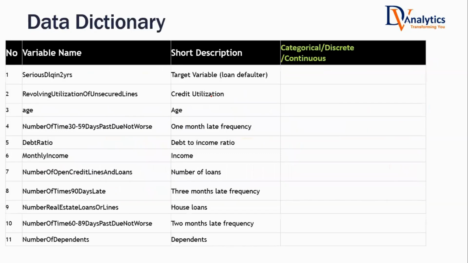So tell me, serious delinquency in last 2 years, is it categorical, discrete, or continuous? Categorical. Why? Because it takes only two values: yes or no, defaulter or non-defaulter, 1 or 0. Monthly credit card utilization percentage? Continuous. Minimum value is 0, maximum value is 1.